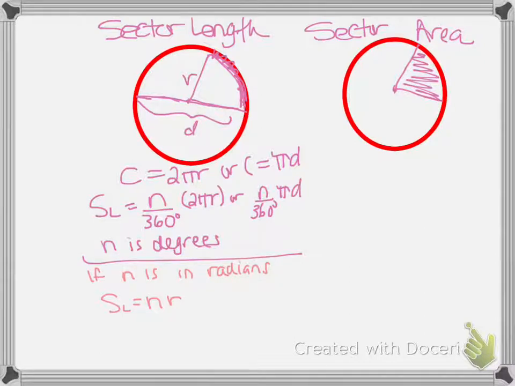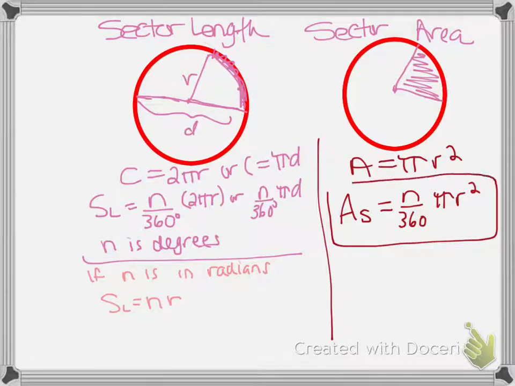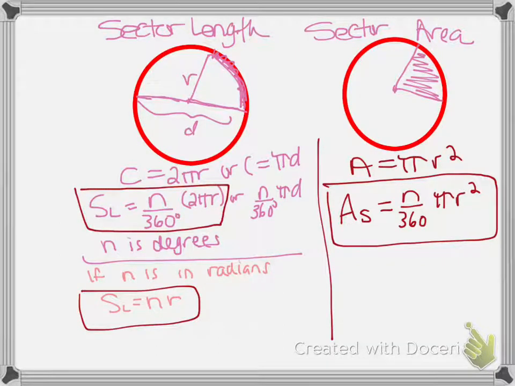Okay, now let's take a look at the other side. The area of a circle is pi r squared, so the area of a sector is going to be n over 360 times pi r squared. That's where that comes from. There is one with radians, but we don't really use it. I mean, you can use it, but I'm not such a big fan. I would stick to these. This one or this other one over there also is good.